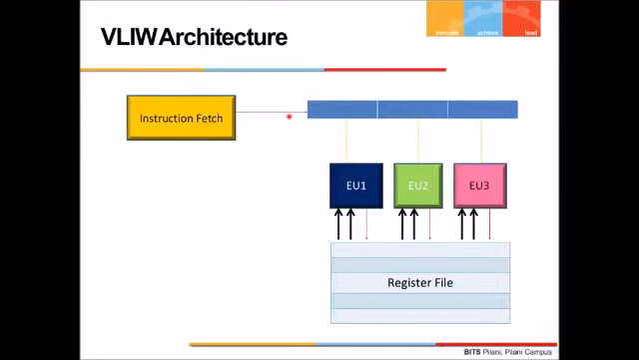So this is one more way of viewing VLIW architecture. The instruction is coming. This is the instruction word. Then from the instruction word, each instruction is issued to different execution units, and these execution units use the register files, and finally the output comes out.